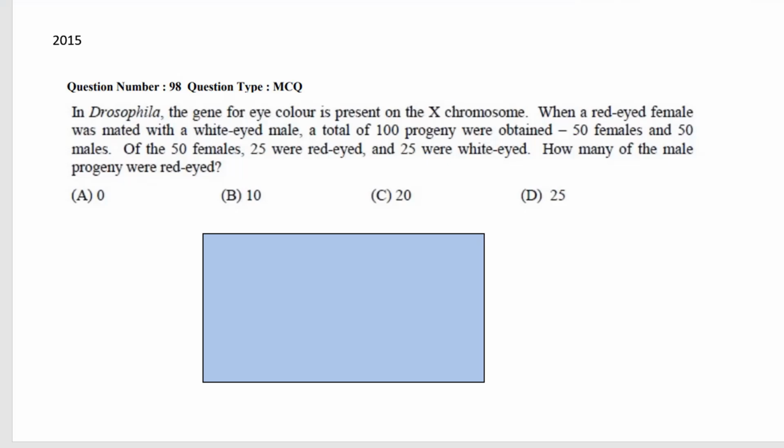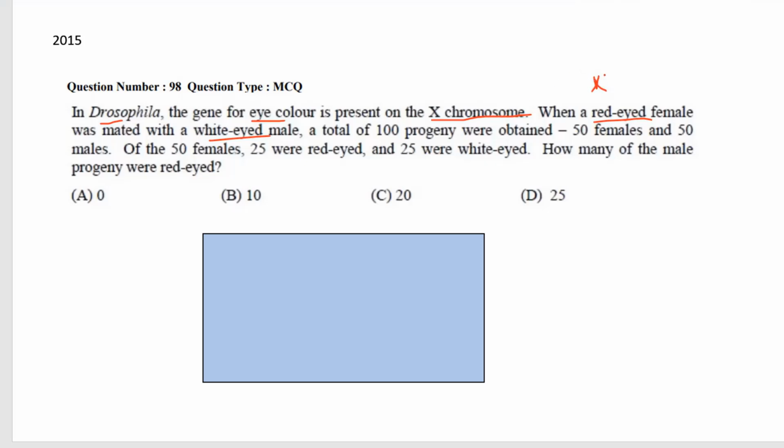Another question, 2015. Question number 98. So, in Drosophila, the gene for eye color is present on the X chromosome. When a red-eyed female was mated with a white-eyed male, okay, a red-eyed female, so the gene is present on the X chromosome.